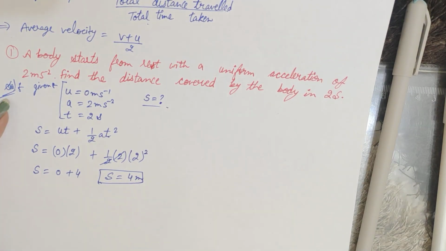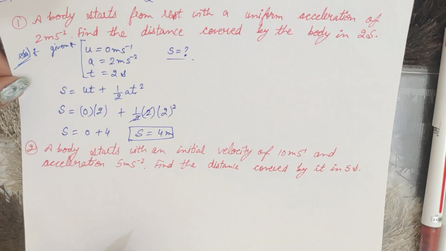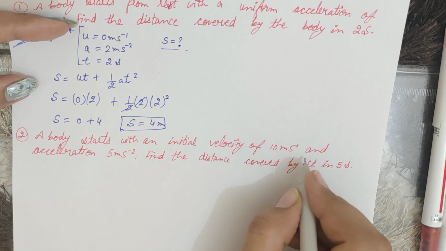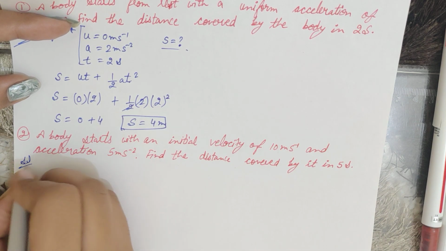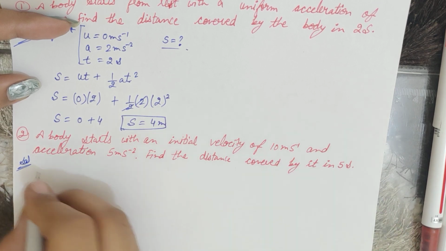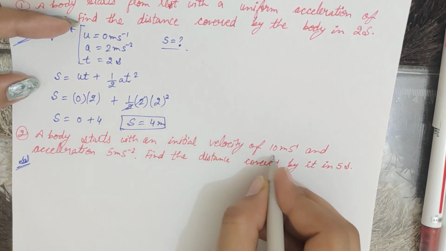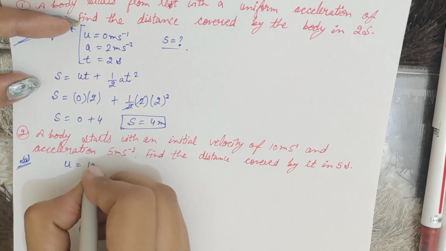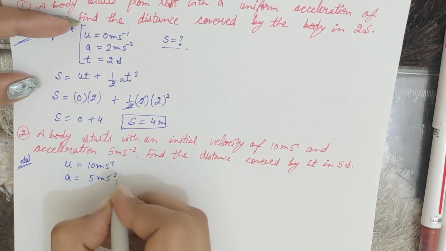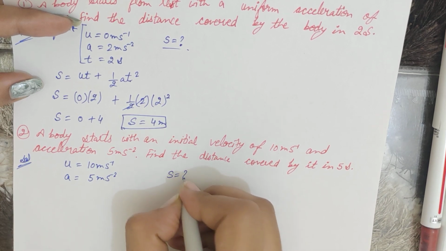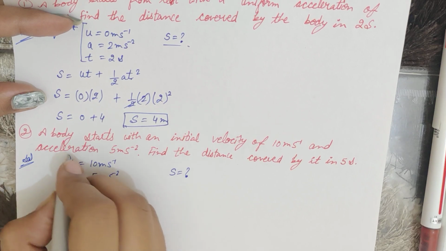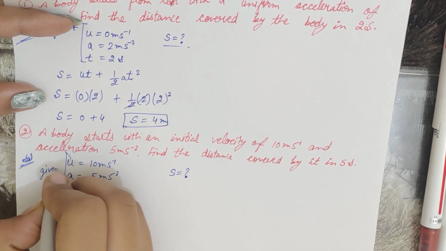Second numerical. The second is, a body starts with an initial velocity of 10 meter per second and the acceleration is 5 meter per second square. Find the distance covered by it in 5 seconds. Firstly, what are the things given to us? Initial velocity is given. It is 10 meter per second. Acceleration is 5 meter per second square. Distance covered we need to find out and the time is given as 5 seconds.